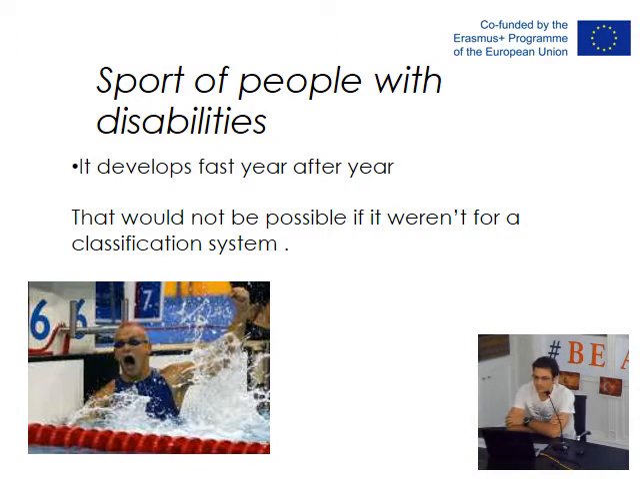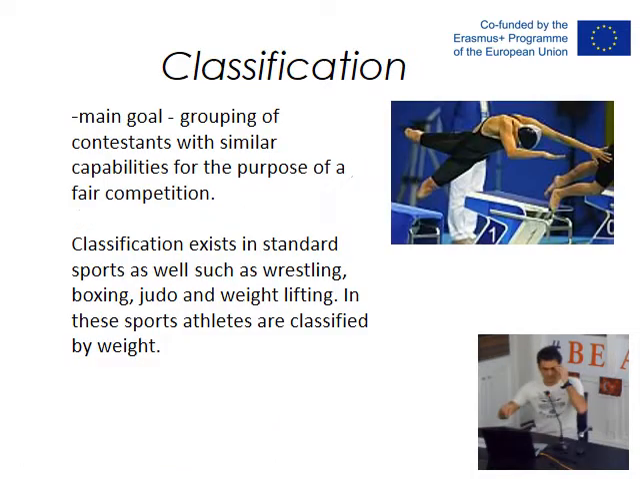Sports of people with disabilities have developed fast year after year. That would not be possible if it weren't for a classification system. So again, the main goal of classification is grouping of contestants with similar capabilities for the purpose of a fair competition. Classification exists in standard sports as well, such as wrestling, boxing, judo, and weightlifting. In these sports, athletes are classified by their weight.